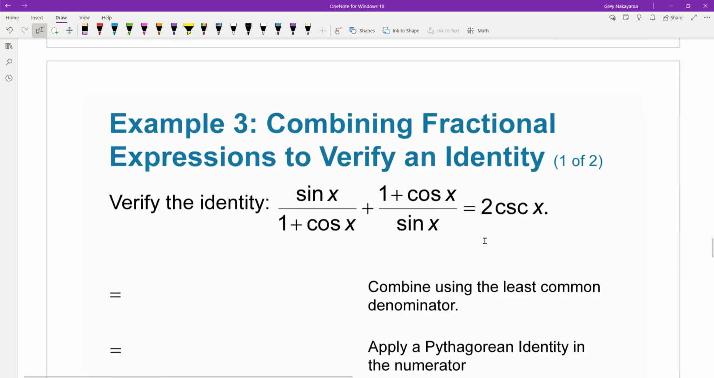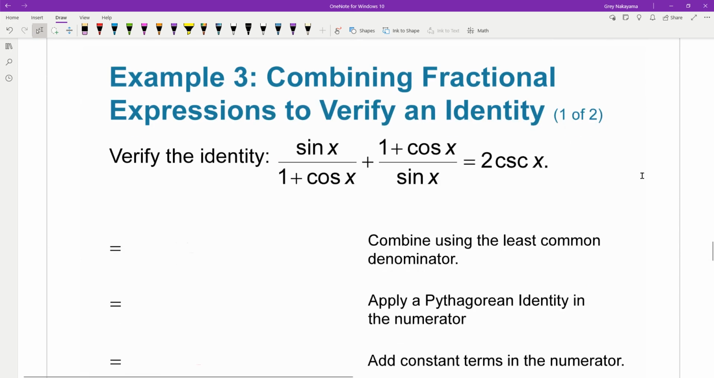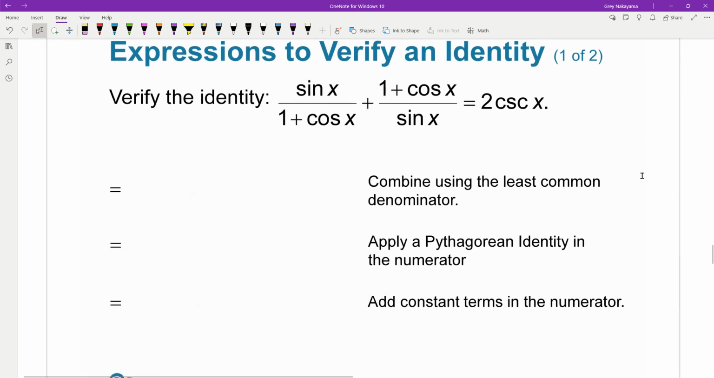All right, look at this next one. Probably one of the hardest for people to do because we're having to deal with fractions. But again, it tells you what to do here. So combine using the least common denominator. So you can look at these, y'all. This is a fraction plus a fraction. This is not adding, so I don't need to combine anything. This is clearly more complicated than that.